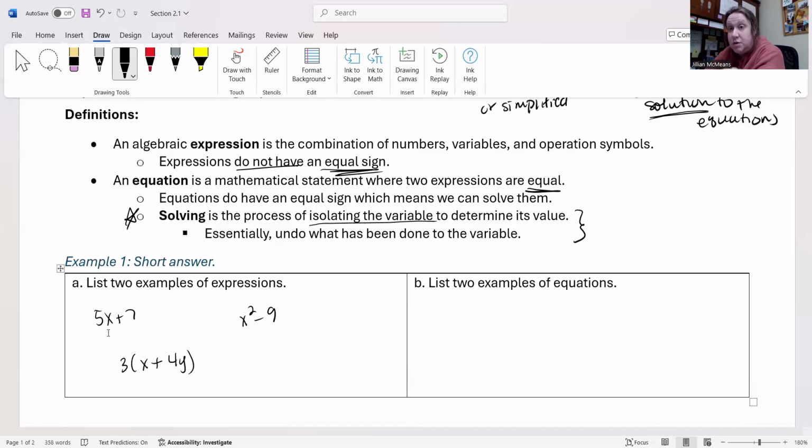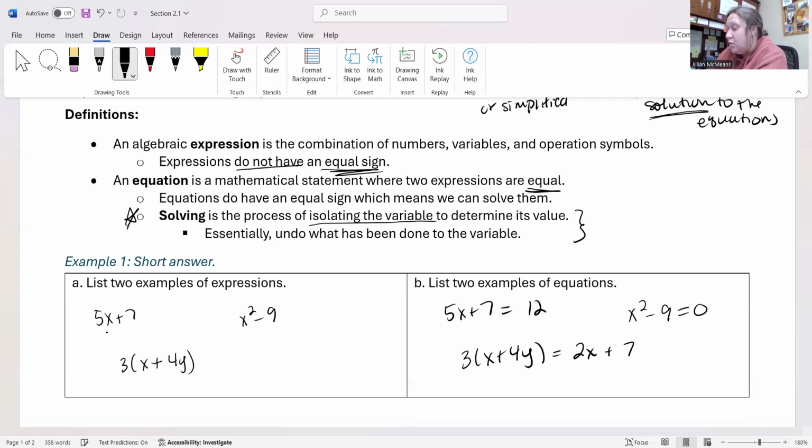Now it says list two examples of equations. Let's say we take these exact same expressions. So I have 5x plus 7, but now I want that to equal 12. Now it's an equation. Okay, let's say I had x squared minus 9, and I want it to equal 0. Now it's an equation, okay? Let's say I had 3 times x plus 4y equals 2x plus 7y. Now it's an equation.